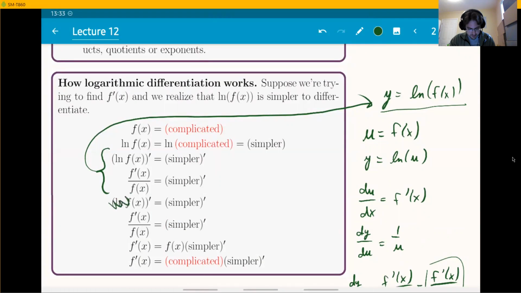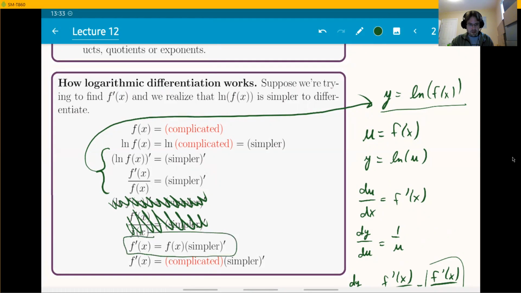I have an extra line here, I don't know why. Forget about this one. So now we can continue from here. F prime over f is equal to simpler prime, whatever that is. We found this. Now you're going to solve for f prime. That was the whole goal from the beginning. So I'm going to multiply this equation by f, obtaining this one. I basically moved the f from the denominator on the left side, multiplying into the right side, and you probably want to then replace, instead of f of x, you're going to write the complicated expression that it was originally. So this is just showing you how the process works.